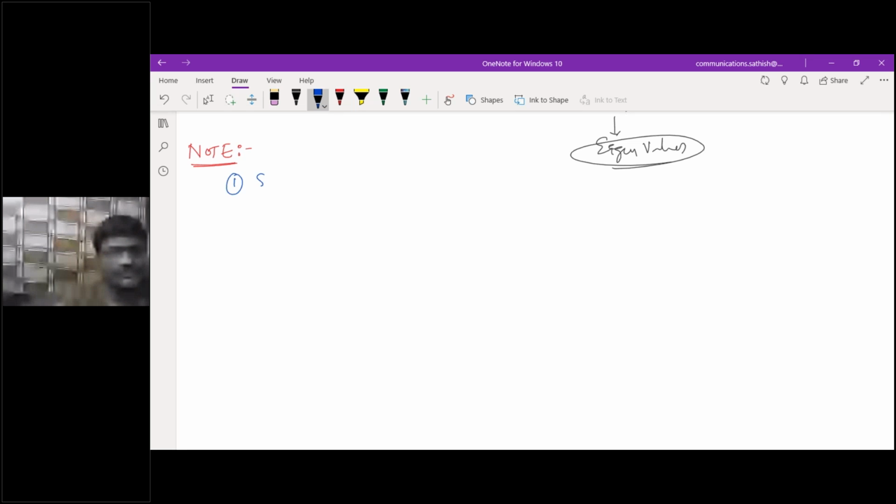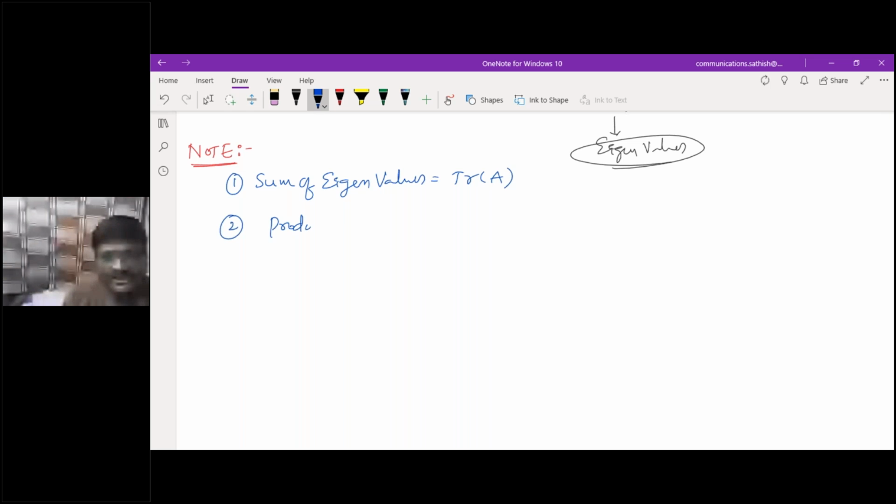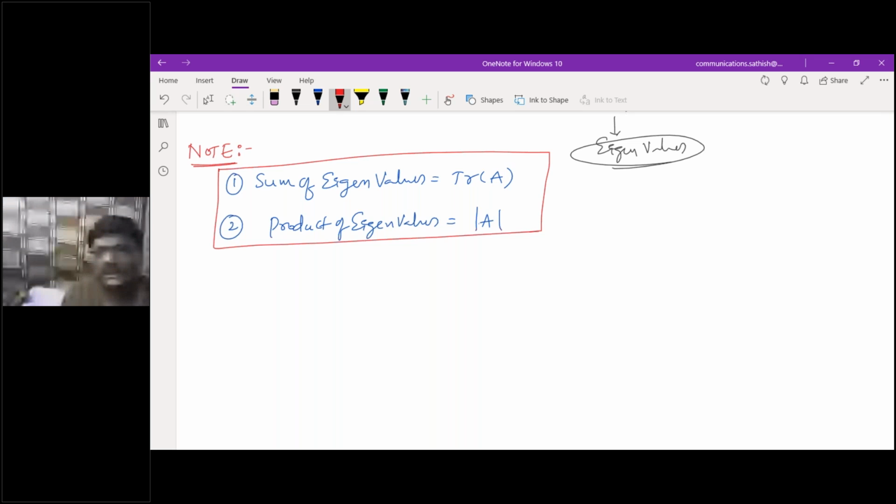What is the first point? The sum of eigenvalues is equal to what? The trace of the matrix. The product of eigenvalues is the determinant of A. Am I correct? I will solve all the problems by using this property only. I will show you all the problems I will solve based upon this property.